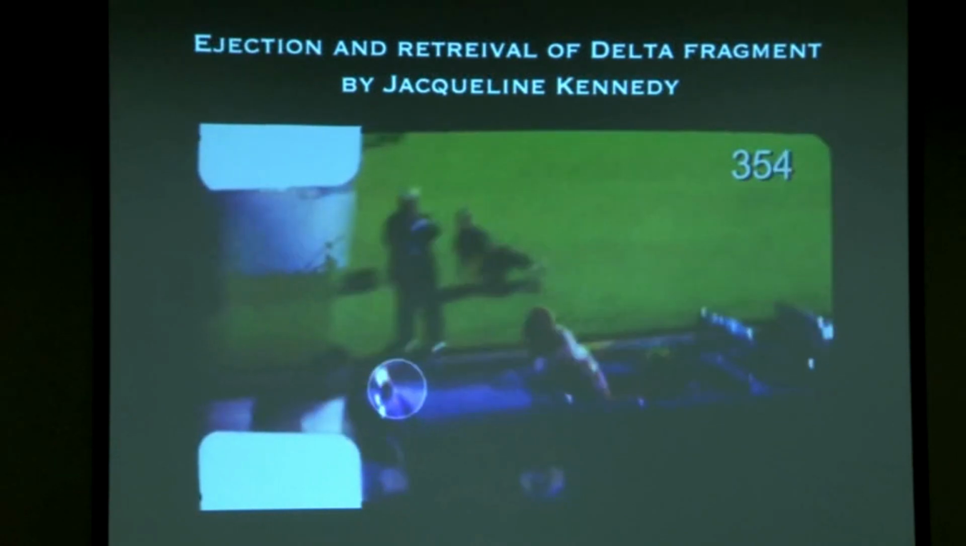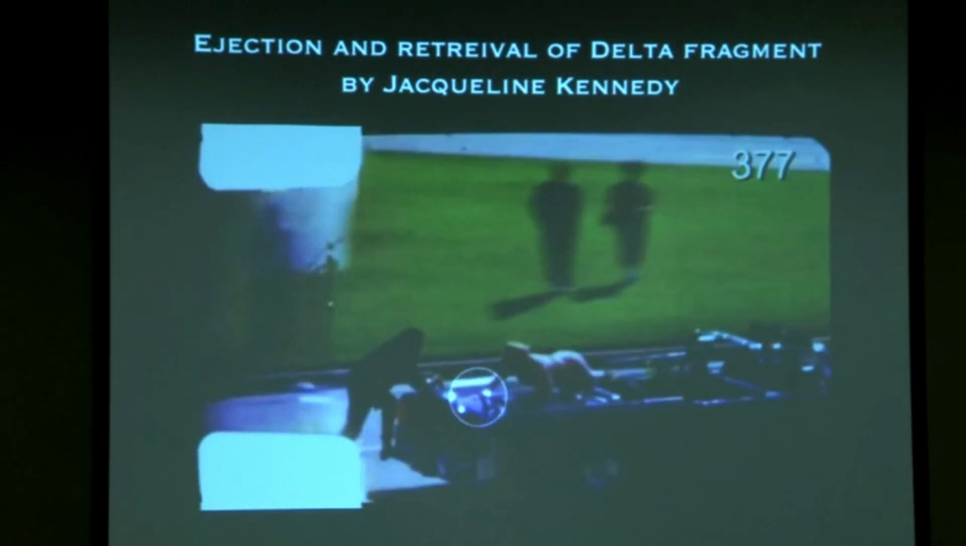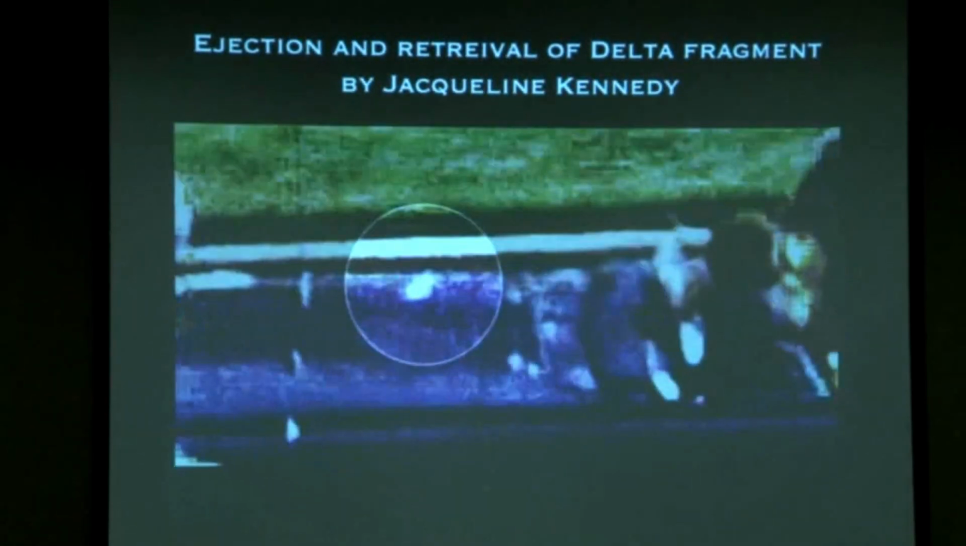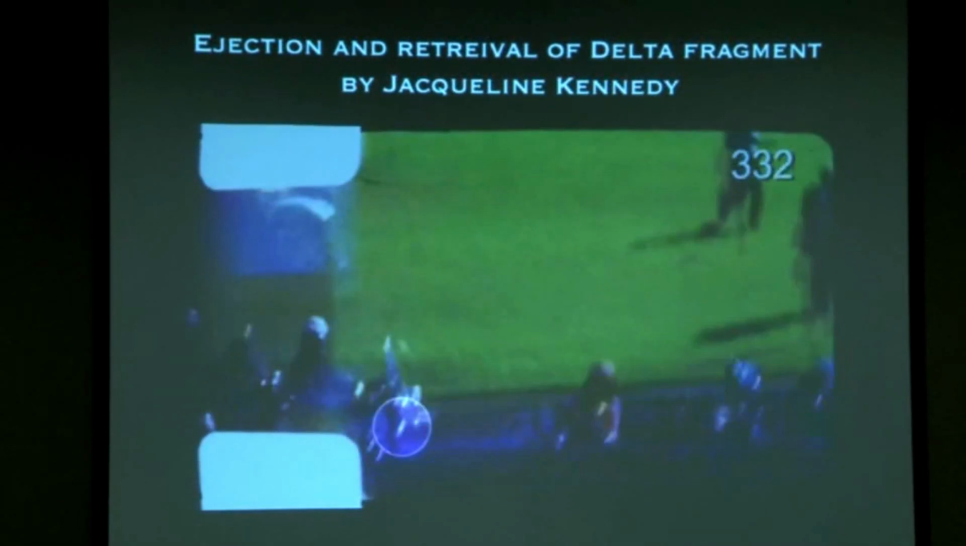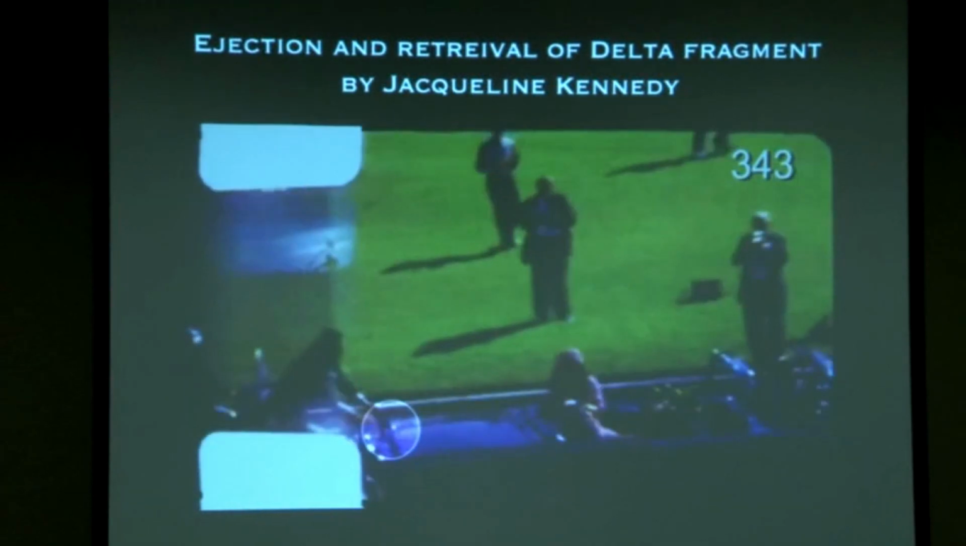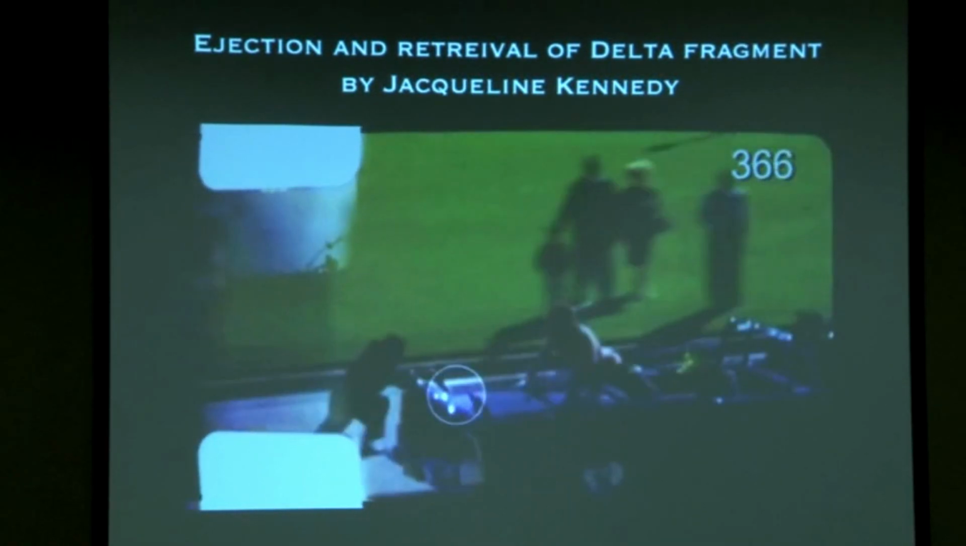Clint Hill actually loses his step when he pushes it forwards, and he has to remount the back bumper as a consequence. Here on the later frames not analyzed in the iTech study, we can see the Delta fragment being ejected from the top rear of the head onto the trunk of the limo, and we can see Jackie retrieving it with some assistance from Clint Hill.